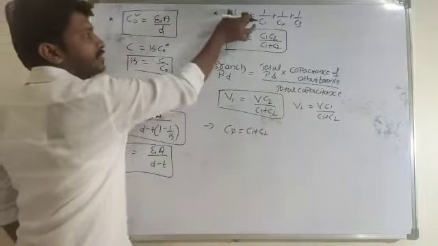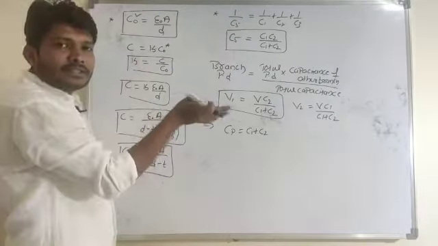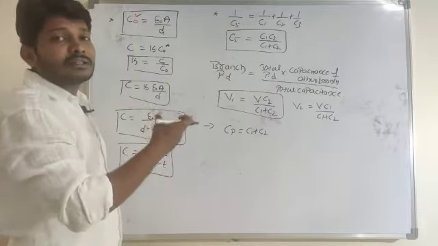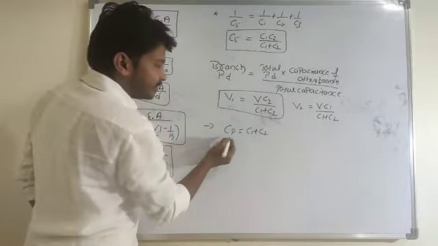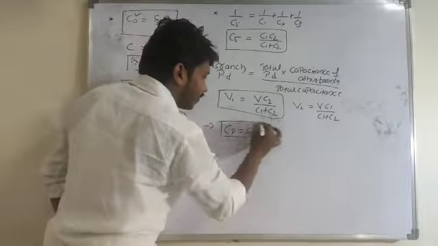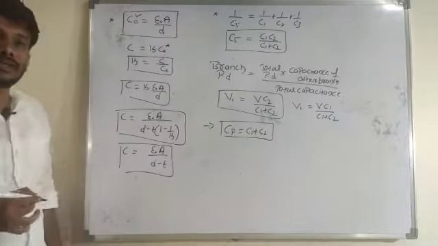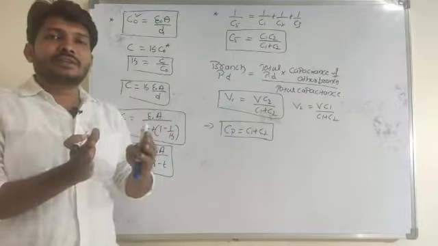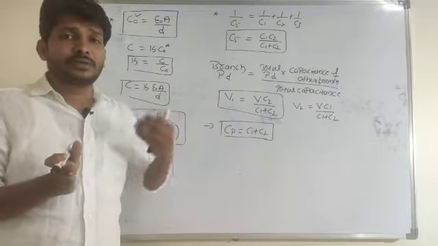In the parallel combination, Cp is equal to C1 plus C2. In a series combination, the effective capacitance is less than the individual capacitances. In a parallel combination, the effective capacitance is greater than the individual capacitances. In a parallel combination, which quantity remains the same? The potential difference remains the same. So the total charge is equal to the sum of the individual charges.